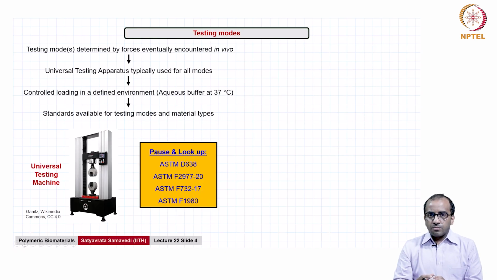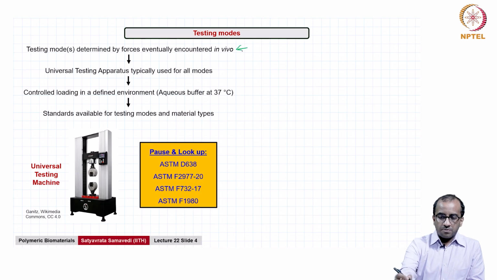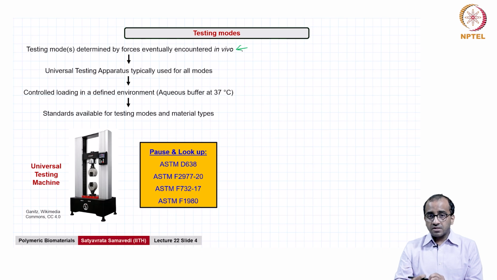When we talk about mechanical properties, we are talking about mechanical testing and testing modes that give us specific properties. Now, the testing mode that you want to subject your material or device to is going to be determined by the forces that the material will be subject to eventually in vivo. So, the testing mode has to be appropriately chosen.